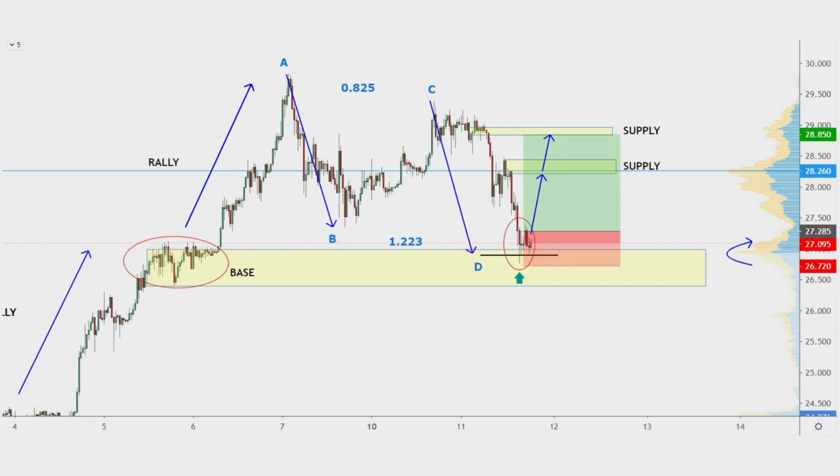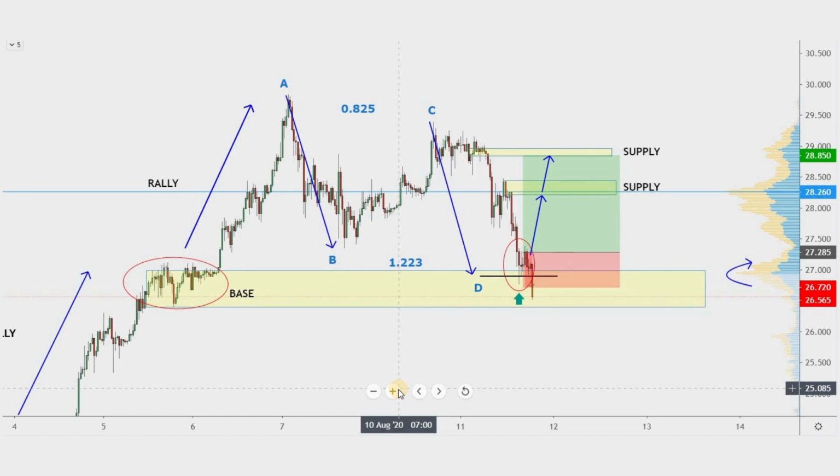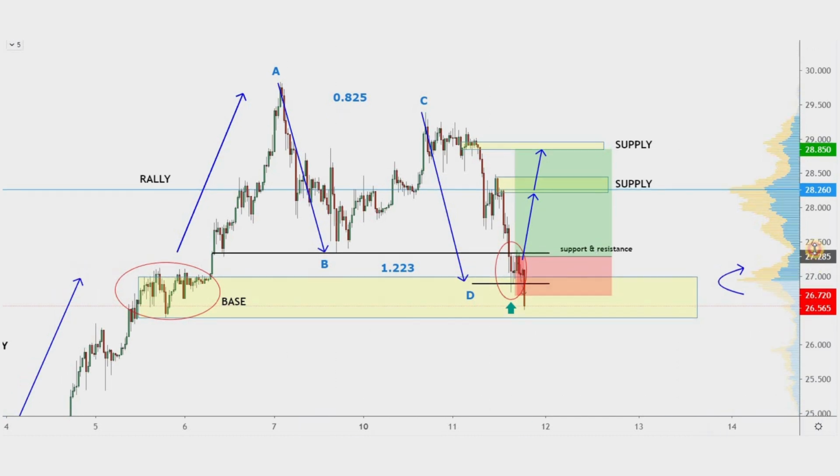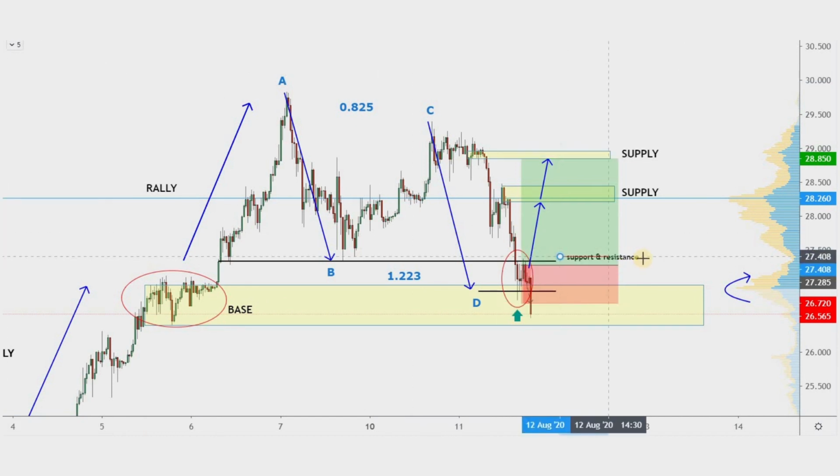This setup failed even though we had several confluences. We must accept this part in Forex trading. I say often that Forex is a probability game. You must trust your strategy, and in the long run you will be a profitable trader.